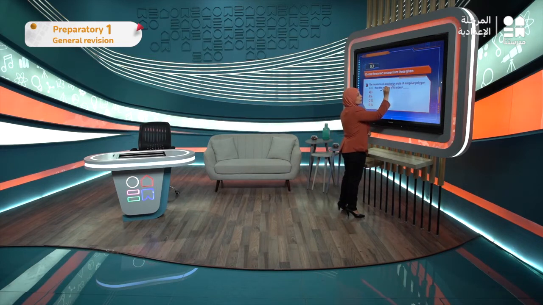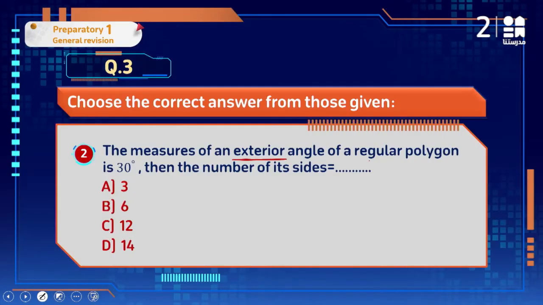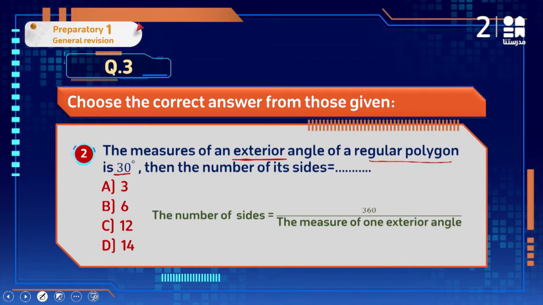Number 2, the measure of an exterior angle of a regular polygon is 30. It is given, and here we have a rule for that. Then the number of its sides equals what? We have to memorize this rule. The number of sides equals 360 over the measure of one exterior angle. So it is 360 divided by 30. Cross out the 0. Then 36 divided by 3 is 12.